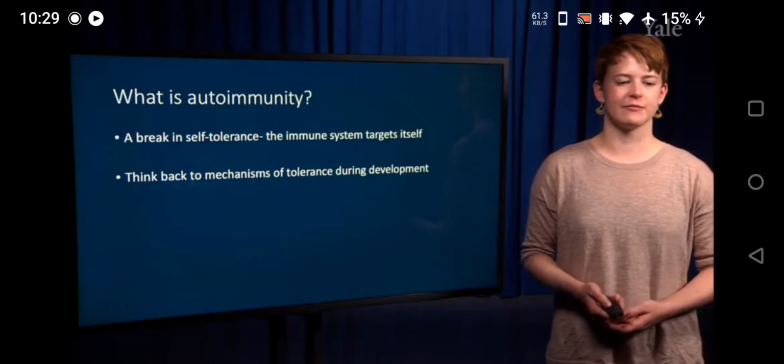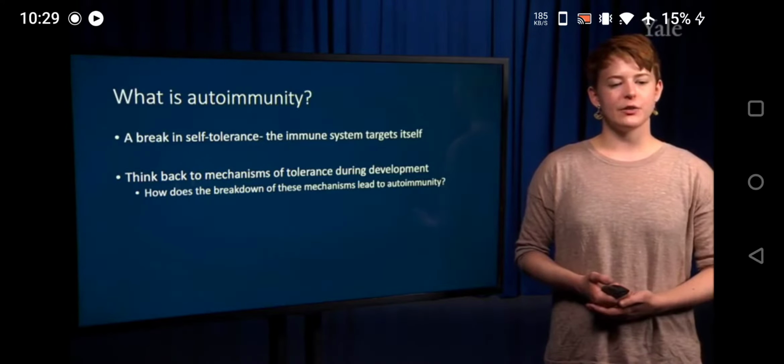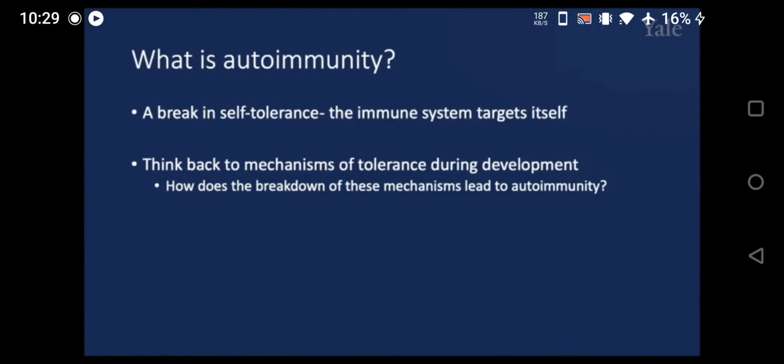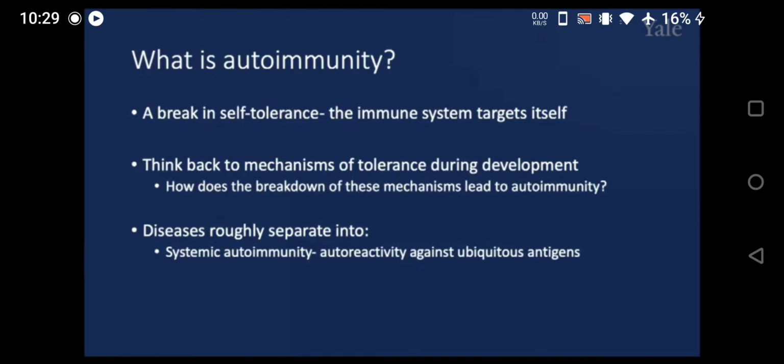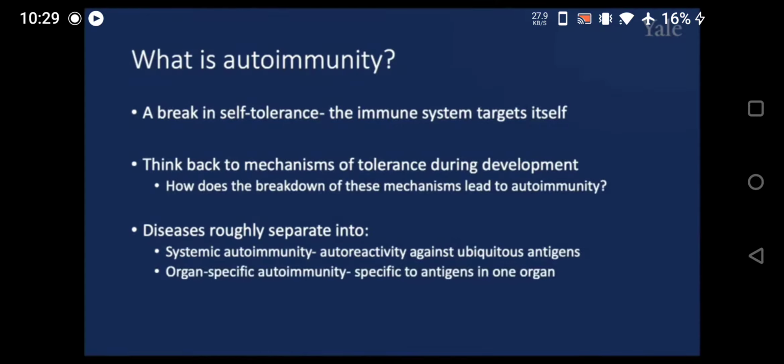So we're going to be specifically focusing on how the breakdown of these mechanisms of tolerance can lead to autoimmunity. Autoimmune diseases roughly separate into systemic autoimmunity, where we have autoreactivity against an antigen that is found throughout the body, and organ-specific autoimmunity, or a disease where the antigen that's targeted is found only in one organ.